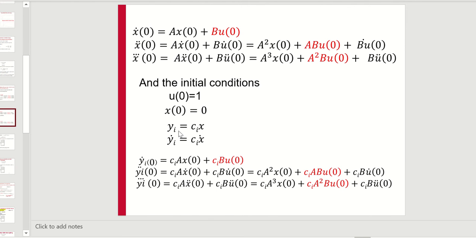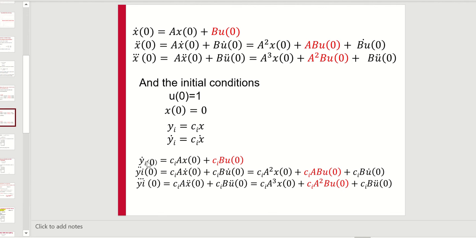We could also look at the output now, yi. We could do this for each channel individually. So yi will be given by ci x. Therefore, yi dot will be given by ci A x plus ci B u naught. So yi dot will be ci B u naught. Yi double dot will be the same as what we had before, with a c in front. So it comes out as ci A B u naught, and this one comes out as ci A squared B u naught.